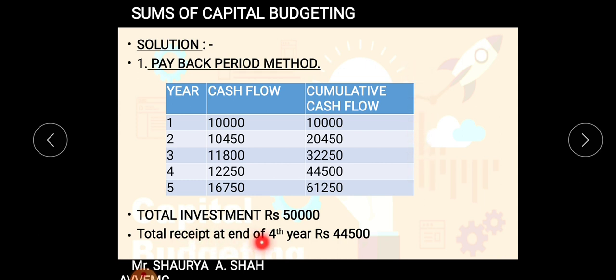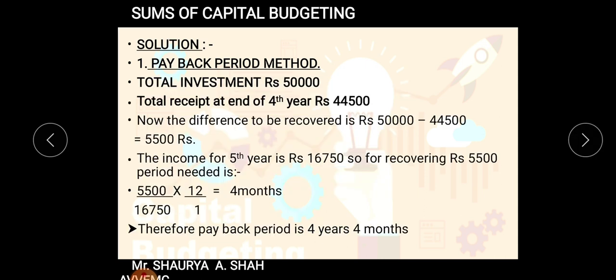So we'll be calculating. As you can see, total investment is 50,000. Total receipt at the end of the fourth year is 44,500. So what I need to do is the same procedure. Total investment 50,000, receipt is 44,500. What is the balance which I need to carry forward, which I need to recover from the fifth year? 50,000 minus 44,500. So 5,500 I need to recover from the fifth year.